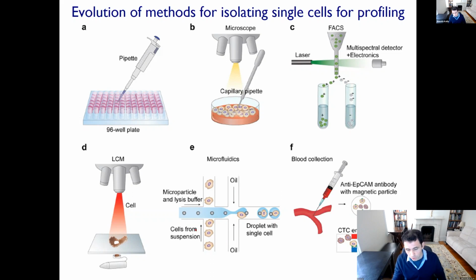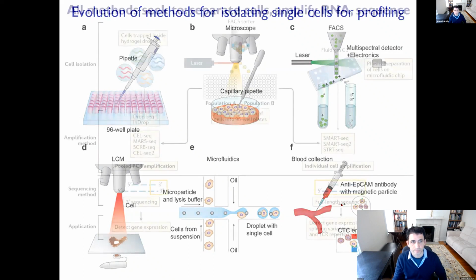You can use microfluidics, which is bringing the cells from one side and then droplets from the other side, which are forming in an oil medium, enabling you to now trap the cells together along with barcodes in beads that allow you to capture the identity of what cell every RNA came from. So all of the RNAs from the same cell will be labeled with the same barcode. And then there's, of course, blood collection directly where you can capture individual cells.